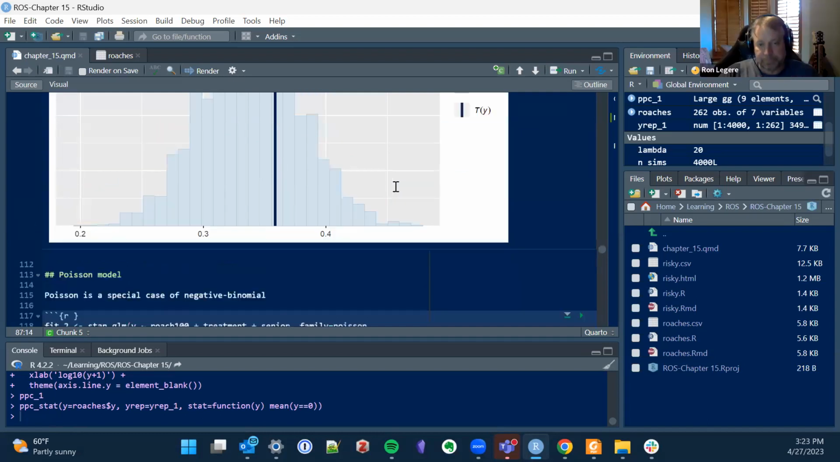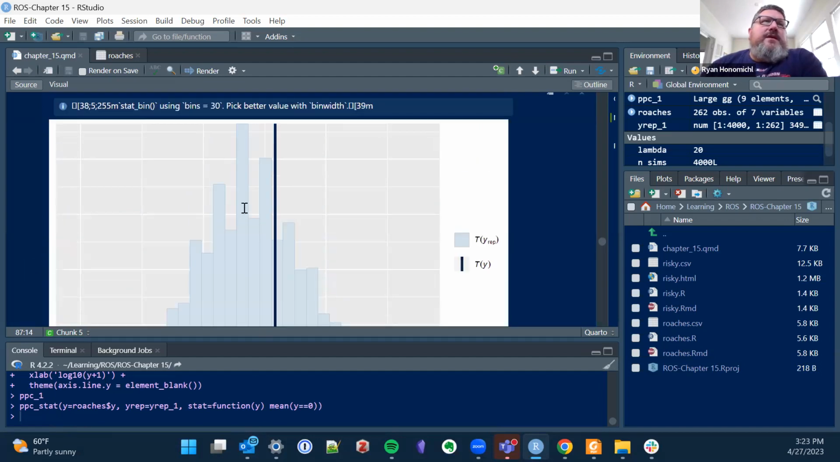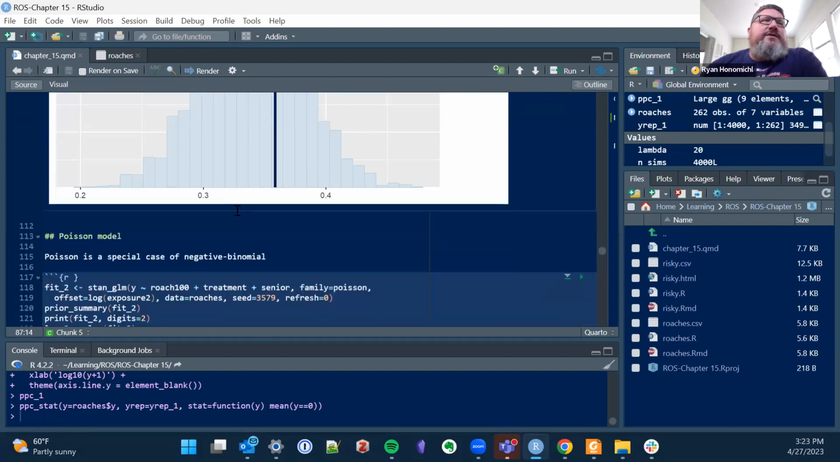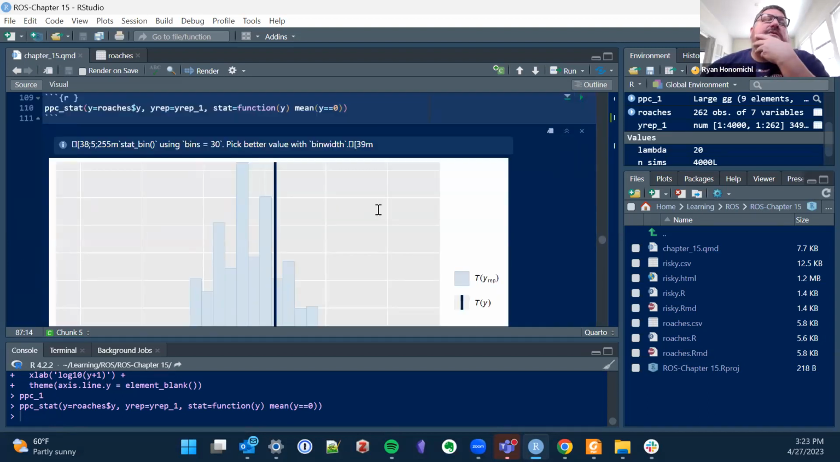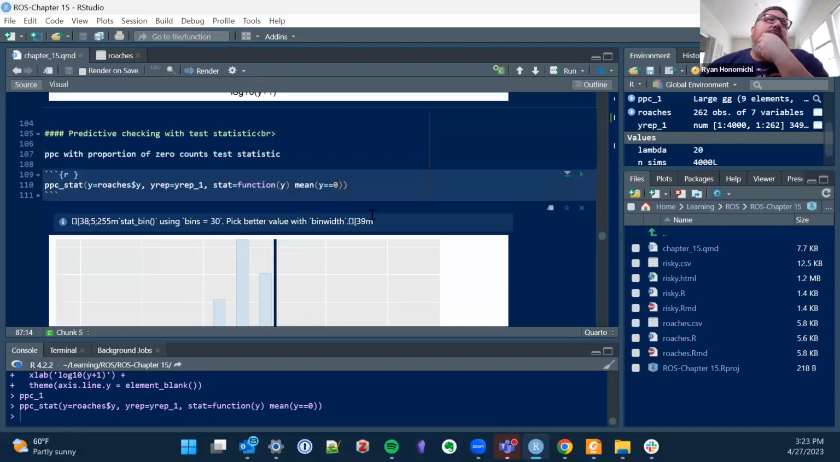This is between 0.3 and 0.4. That's usually a sign of excess amounts of zeros, potentially. One of the things they talk about in the book is this idea of using what are called zero inflated models. Yeah, I've used zero inflated Poissons before.